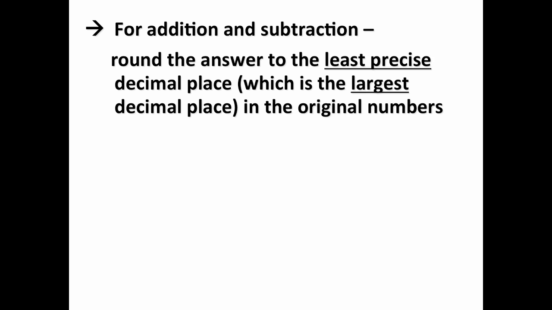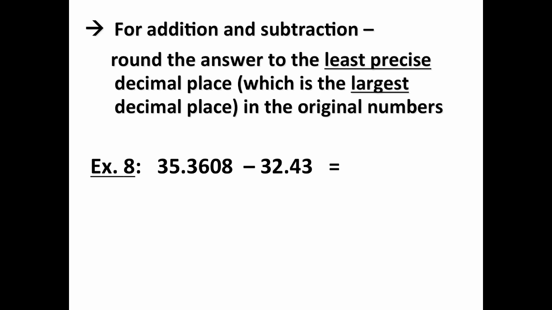Now how about addition and subtraction? Well, again, we round to the least precise of our original measurements, but here for addition and subtraction, precision is dependent upon what decimal place you measure to. So we're going to be rounding to the least precise or largest decimal place in our original numbers. And hopefully an example of this will help a bit.